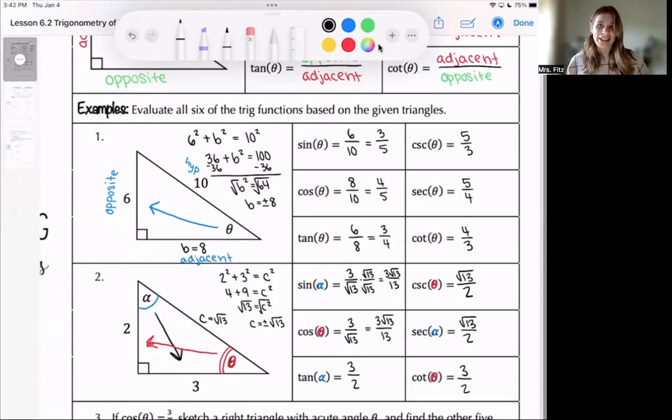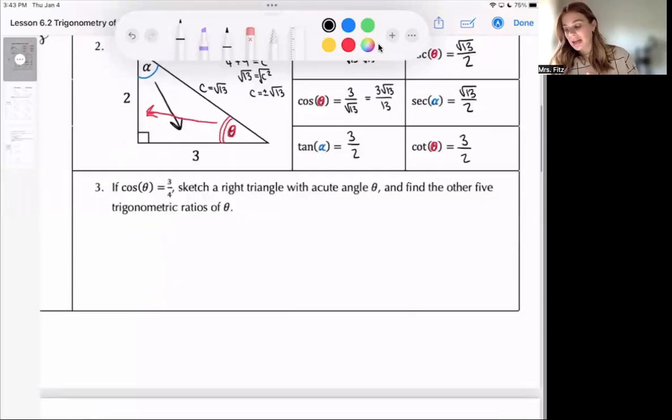There's a lot of similarities here. There's a relationship between alpha and theta for sure when it comes to those trig ratios. So learn from my little mistake there. Always pay attention to what reference angle it's using, because that does completely change your answer that you end up getting. All right, let's move on to number 3.